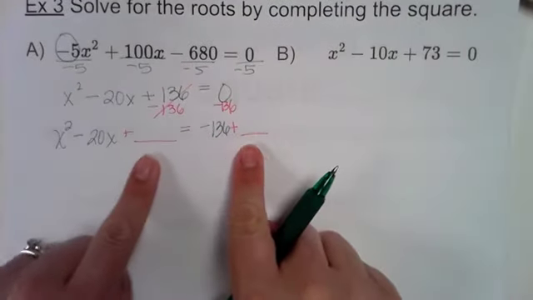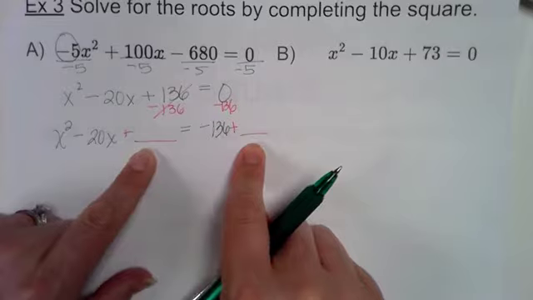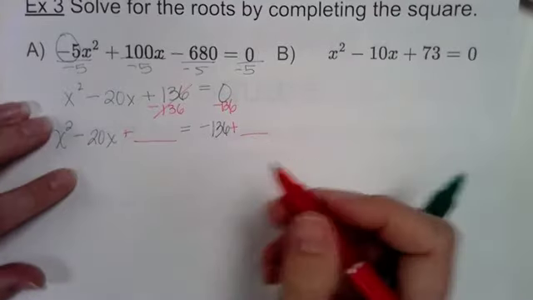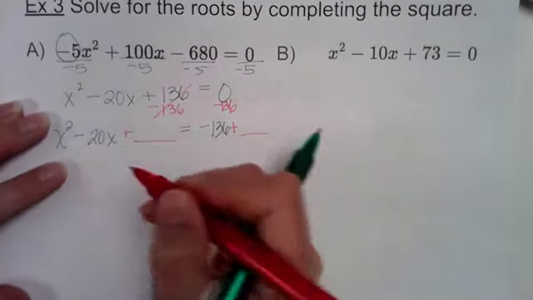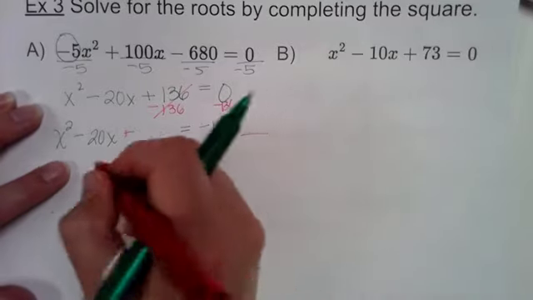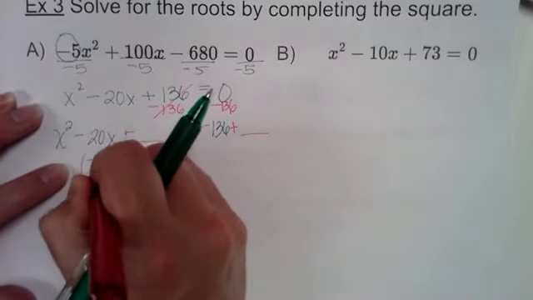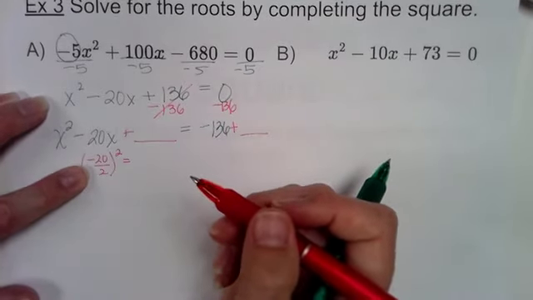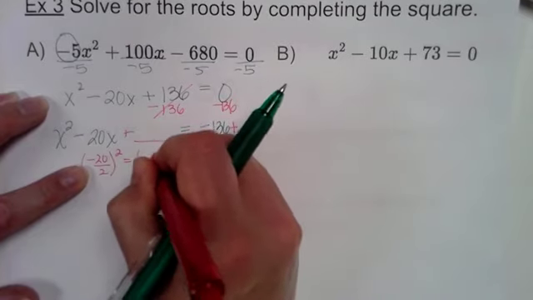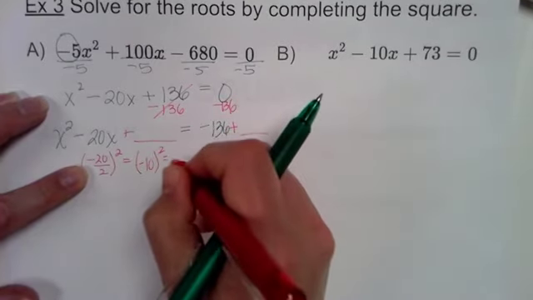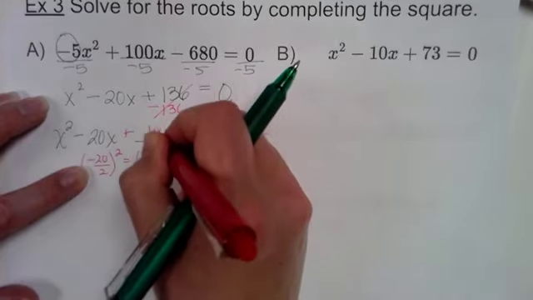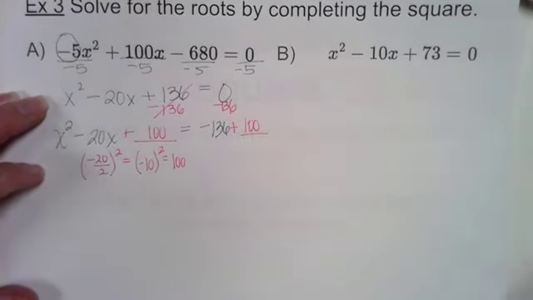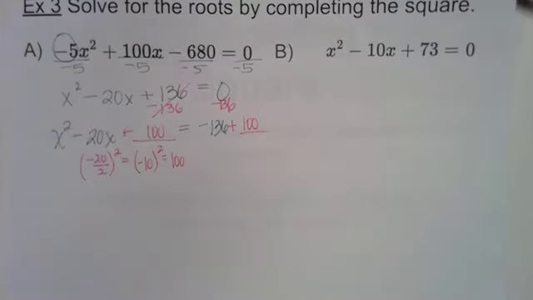So we are now going to complete the square here. Ladies and gentlemen, what goes in that little blank space? How should we find it? Negative 20 divided by 2 squared. What is negative 20 divided by 2? Negative 10. And then you square that, what do you get? 100. So we're going to add 100 to both blank spaces. Does anyone have a question?